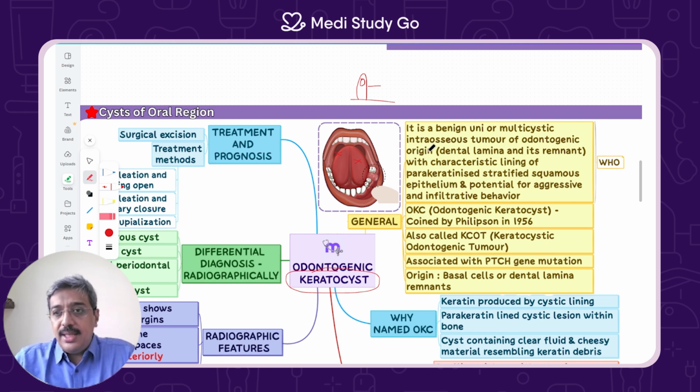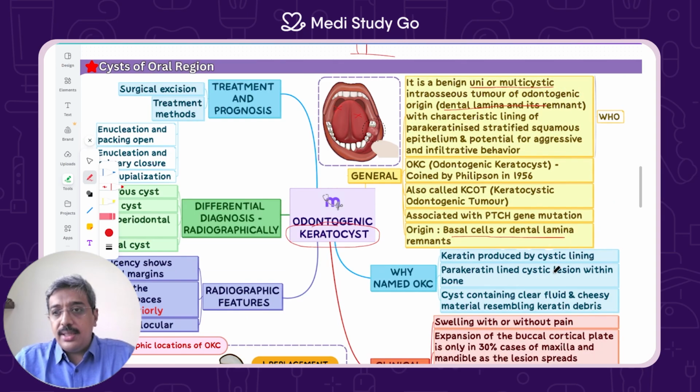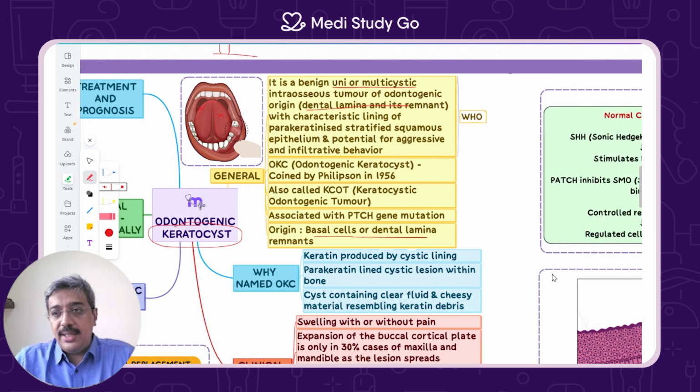The cyst is either a uni or a multicystic intraosseous tumor originating from the dental lamina and its remnants, but it can also arise from the basal cells or the basal cell hamartias, what we call it. So let's have a look at what causes this particular entity.